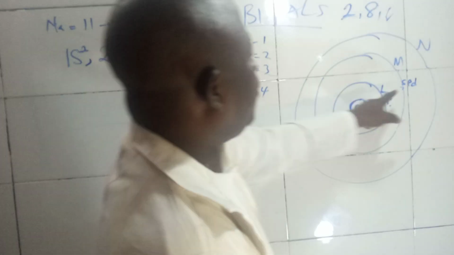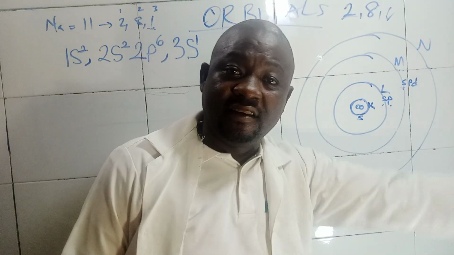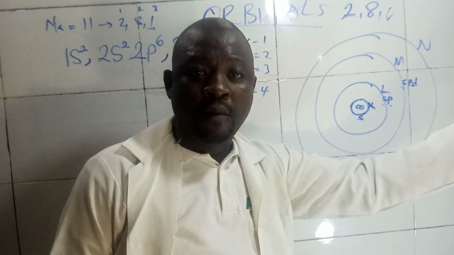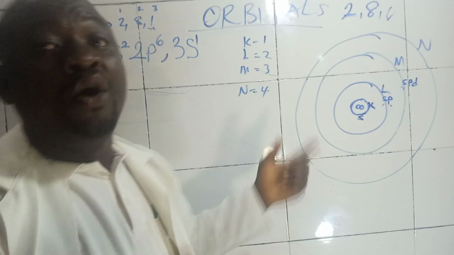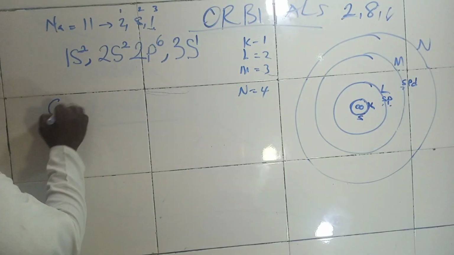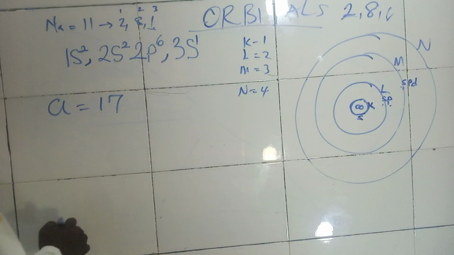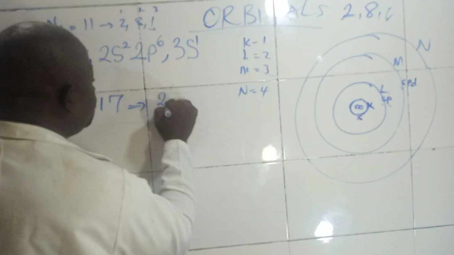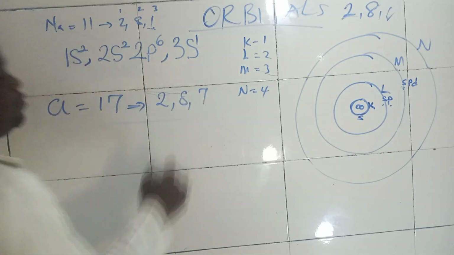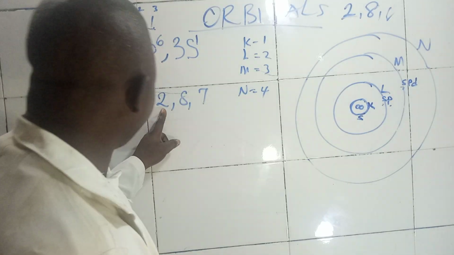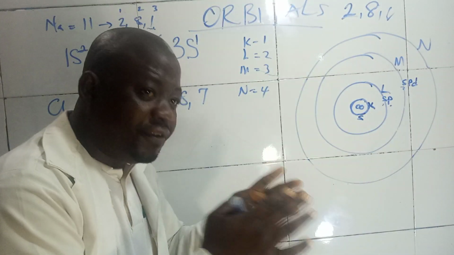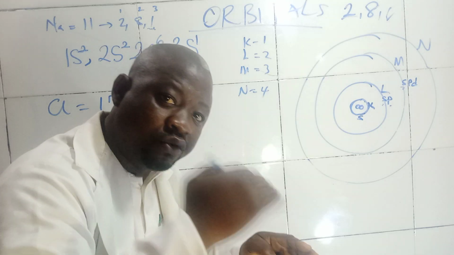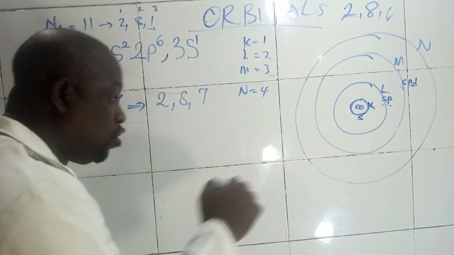You can see that I didn't talk about p because the electron energy is not up to that. But if you add more than that, let's say I have chlorine. Chlorine is 17. So if you break this one down the old way, we say 2, 8, 7, meaning that I have three shells: one, two, three. But each of the shells, we have to break it down into sub energy levels called orbitals.